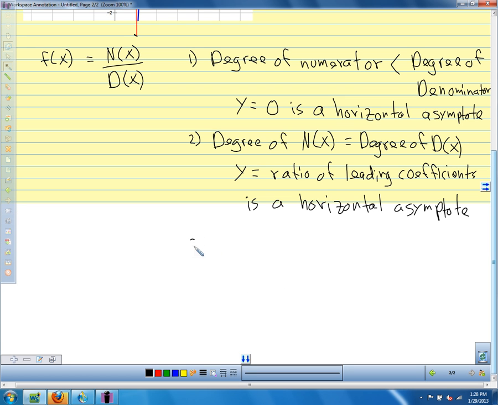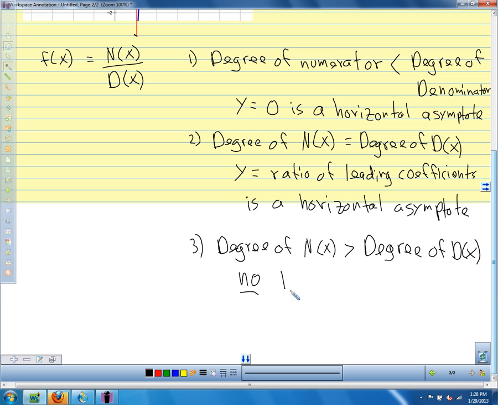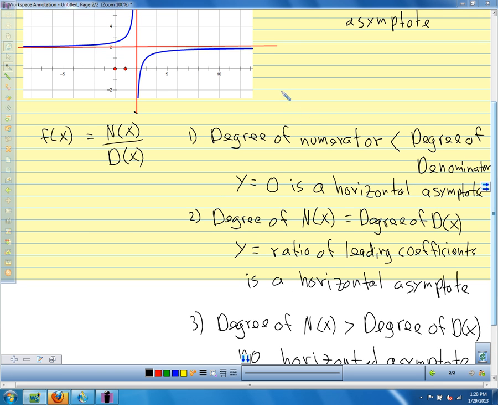And our third rule for horizontal asymptotes is if the degree of the numerator is greater than the degree of the denominator, then we have no horizontal asymptote. And we'll talk a little bit more about when the degree of the numerator is bigger tomorrow, because there's one special case where we can find a special kind of asymptote there. So if the degree of the numerator is bigger, then we have no horizontal asymptote. So those are our rules for finding horizontal asymptotes.